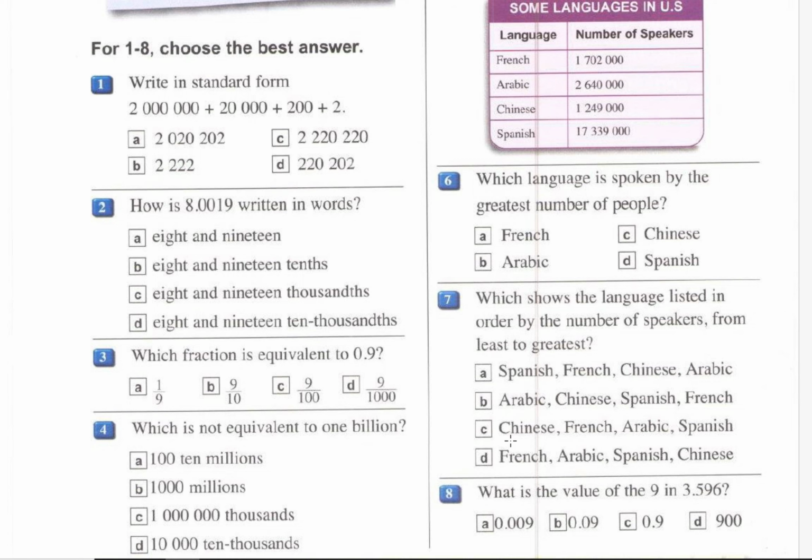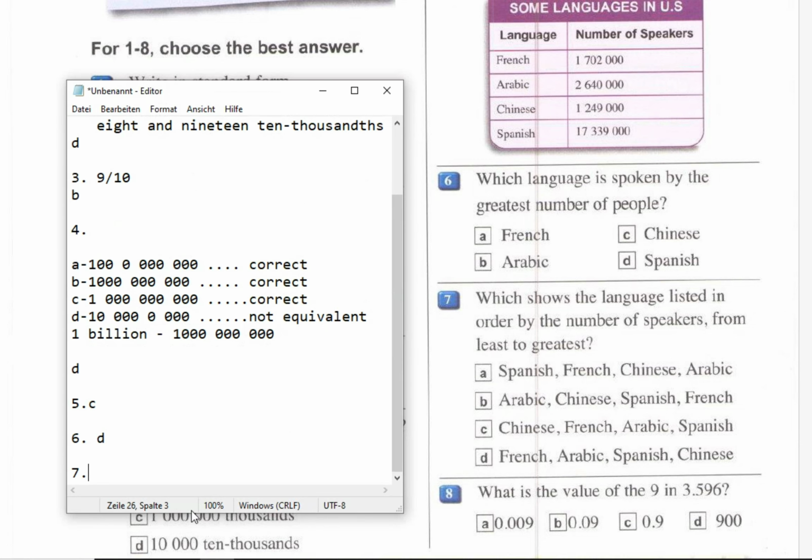Okay, if I pronounce China, Chinese, I hope I say it correctly. So if not, sorry.